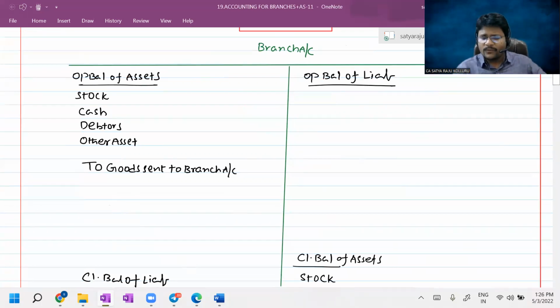Because who is preparing this branch account? Ultimately, head office is only preparing. Head office sent goods to the branch, then the entry is branch account debit to goods sent to branch account. In shortcut, generally we call it the GSB account.